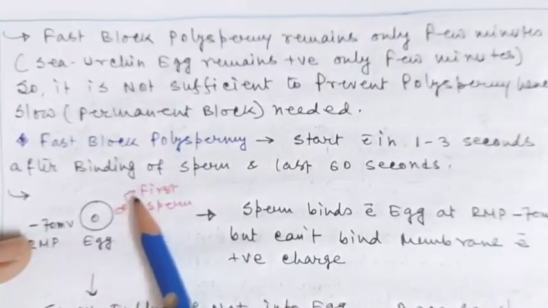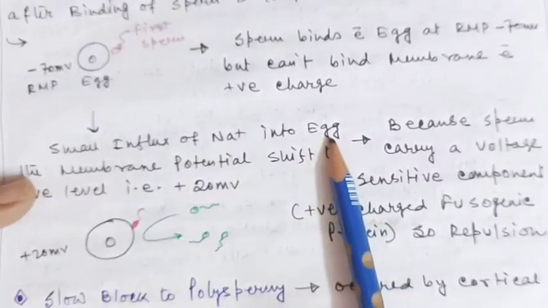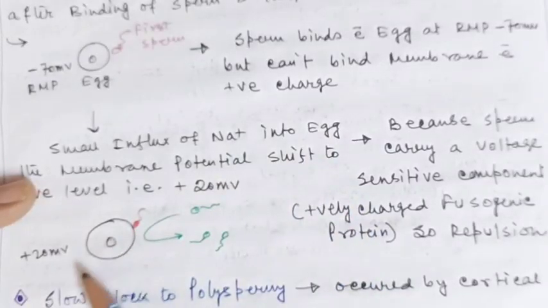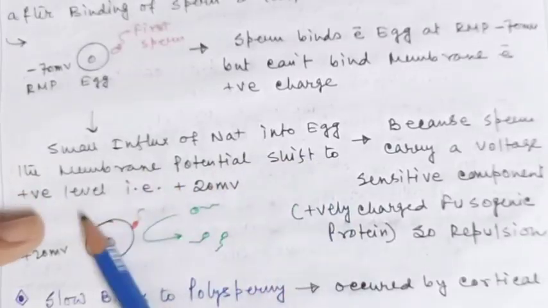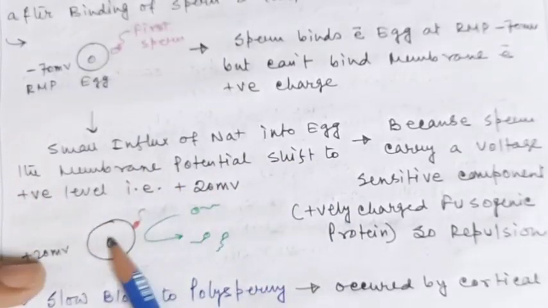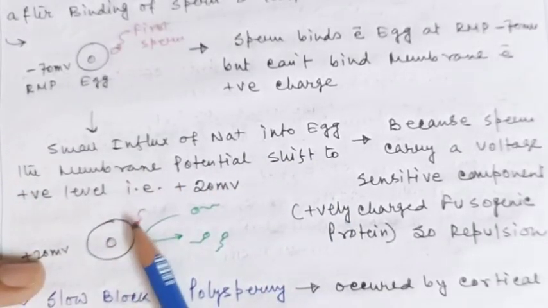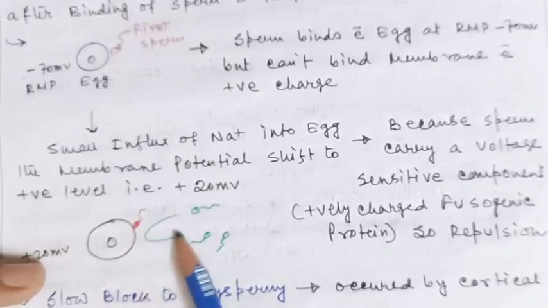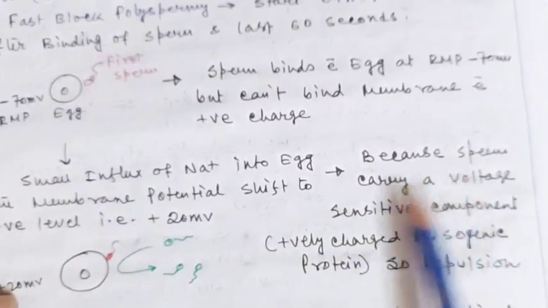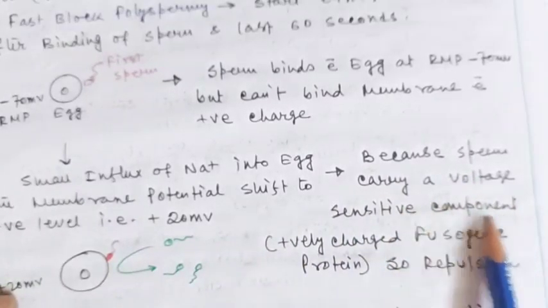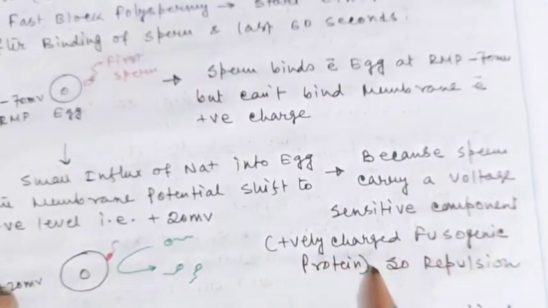Just after binding of the first sperm, there is a small influx of Na+ into the egg. Since Na+ is positively charged, the membrane potential shifts to the positive level, that is plus 20 millivolts. Except for the first sperm, the other sperm will not be attached to the plasma membrane, and this is called a slow block of polyspermy. Because the sperm carry a voltage sensitive component, that is the positively charged fusogenic protein.